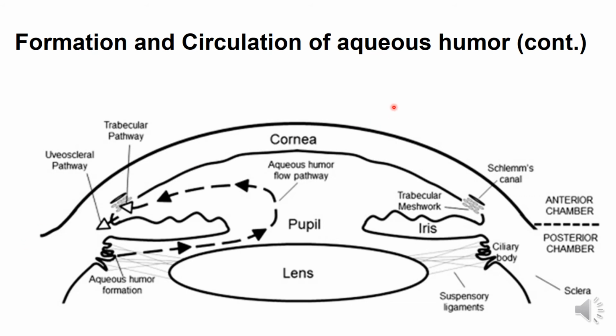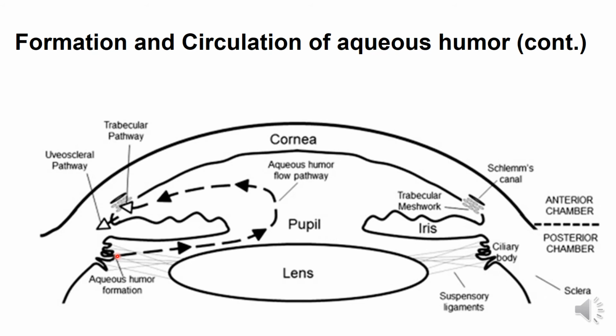This slide explains the formation and circulation of aqueous humor in detail in a clear way. And as you can see, the aqueous humor is formed in this place from this structure. It's called the ciliary process.